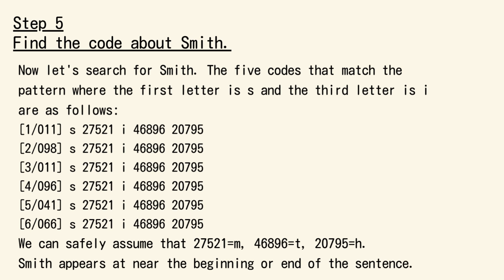Step 5. Find the code about Smith. Now let's search for Smith. The 5 codes that match the pattern where the first letter is S and the third letter is I are as follows. We can safely assume that 27521 equals M, 46896 equals T, 20795 equals H. Smith appears near the beginning or end of the sentence.